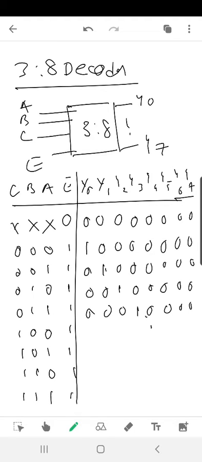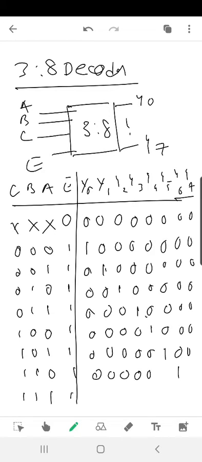Similarly for y4, then y5, then y6, and finally y7.